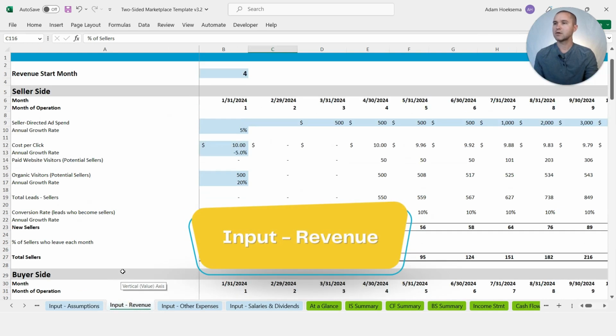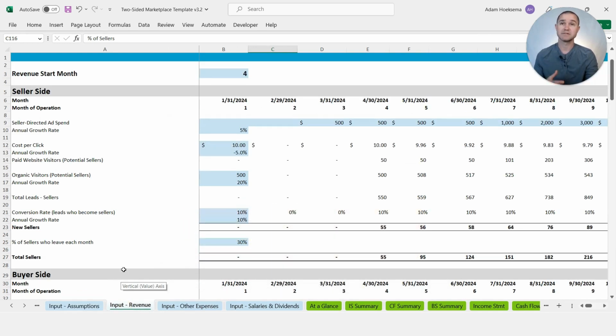Okay, so the input revenue tab here is where a lot of the customization for this marketplace template is built in. So you have the ability to say, what month do I expect revenue to start? So for example, if you raise 2.5 million in month 0 of the model, then you are going to use that money to build out the MVP over the first several months and then turn on revenue potential in month 4 as an example here. So we have the ability to look at customer acquisition from both the seller side and the buyer side. So again, this is looking at a two-sided marketplace.